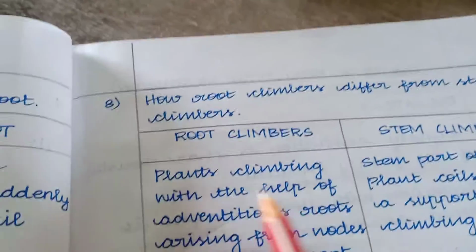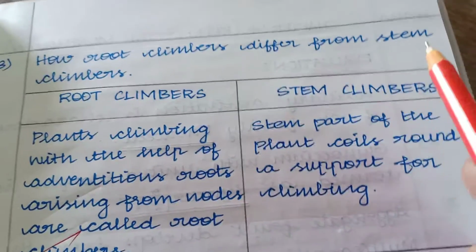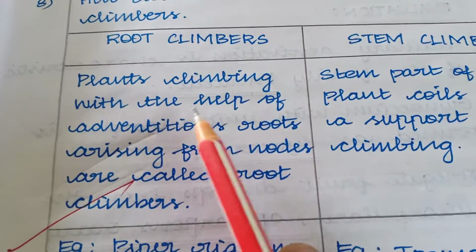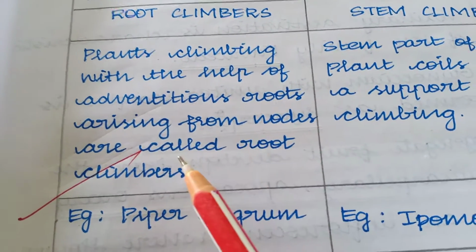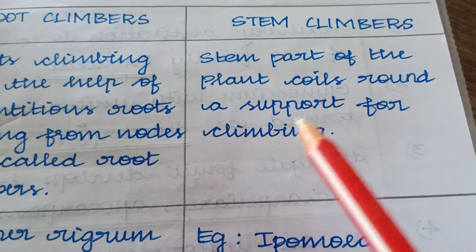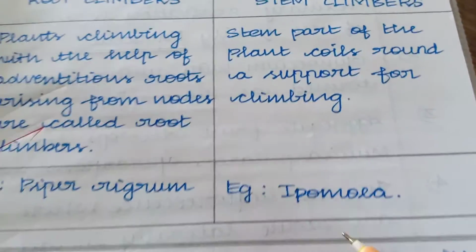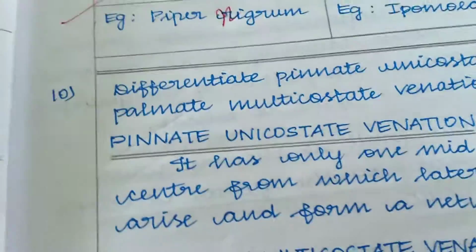Monopodial branching is also known as indeterminate growth. Example Polyalthia. And eighth question, how root climbers differ from stem climbers? Plants climbing with the help of the adventitious roots arising from nodes are called root climbers. Stem parts of the plant coiling round supports for climbing are called stem climbers. Example Ipomoea, and here it is Piper nigrum.